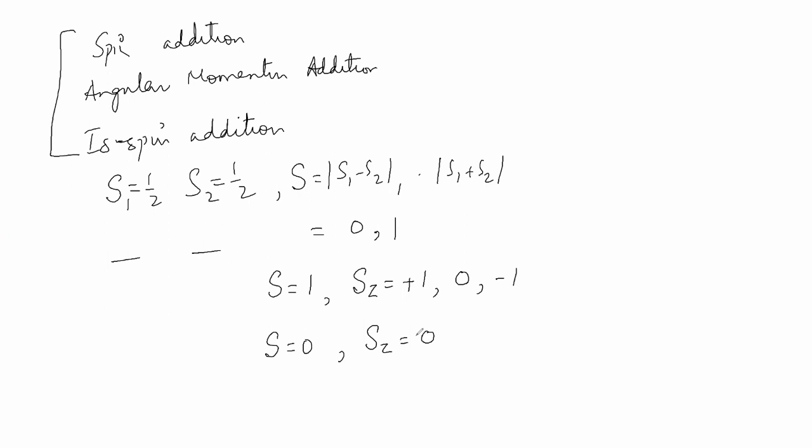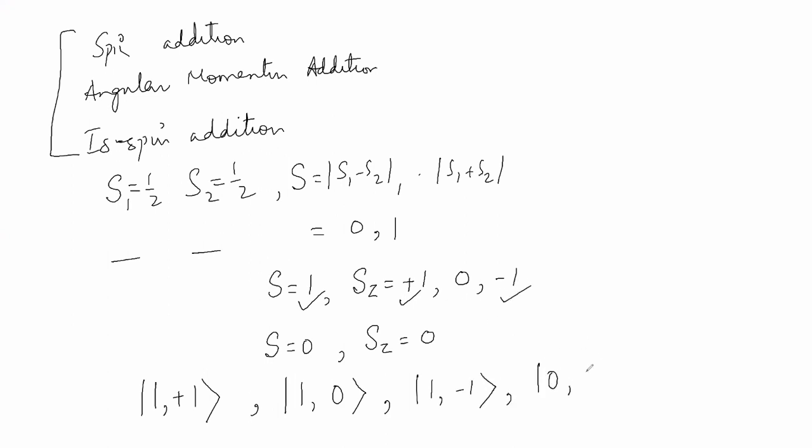Therefore, if I ask you the question that what are the possibilities of forming different states, then you will say that, sir, the different states that are possible are 1 plus 1, or 1 0, or 1 minus 1, and the fourth possibility is 0 0. 1 plus 1, 1 0, 1 minus 1, 0 0.